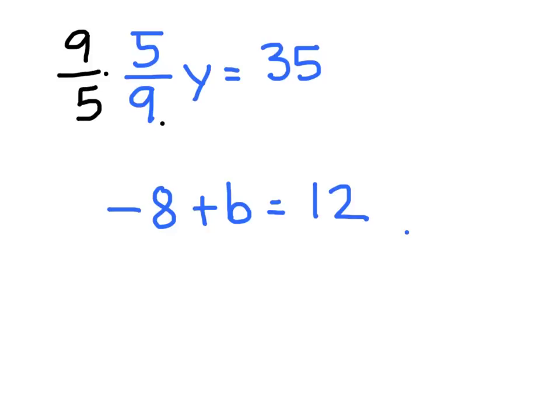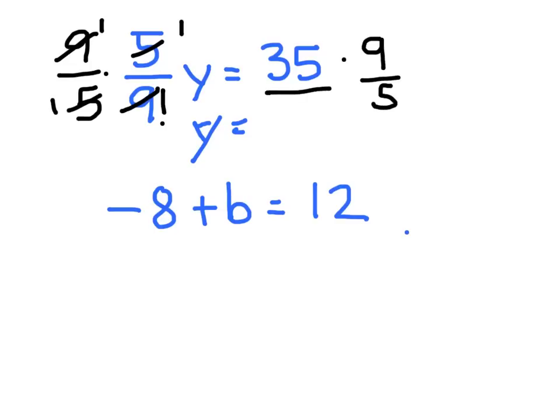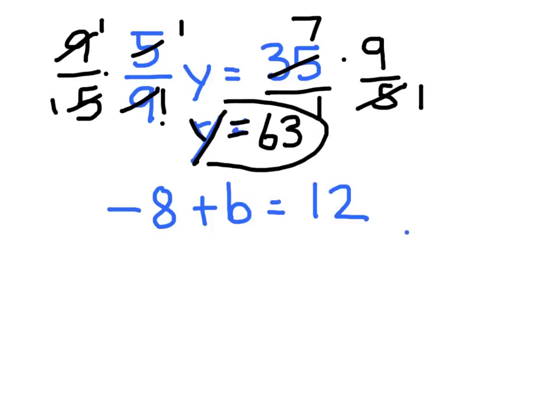See that? If I take 5/9 and multiply it by 9/5, see how everything cancels? The 9's cancel and the 5's cancel, and I get y all by itself. Okay, so that's what I want to do here. I want to multiply both sides by 9/5. And I'm going to cancel 5 into 35. It goes 7 times. And now 7 times 9 is 63. So y equals 63 is the value of the variable that makes the equation true.